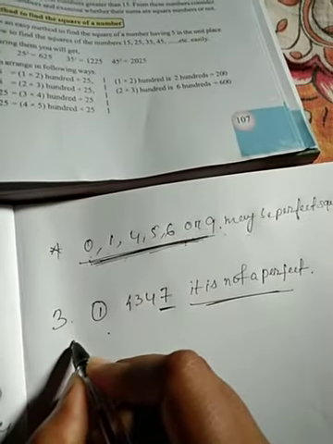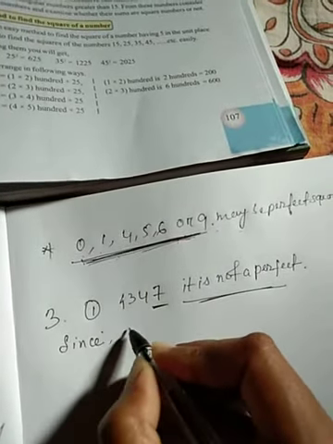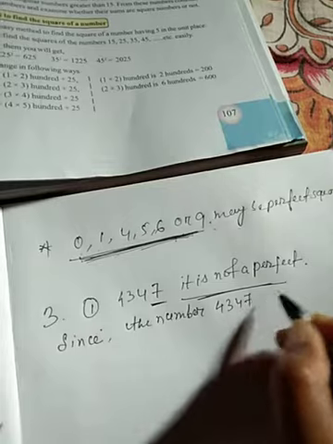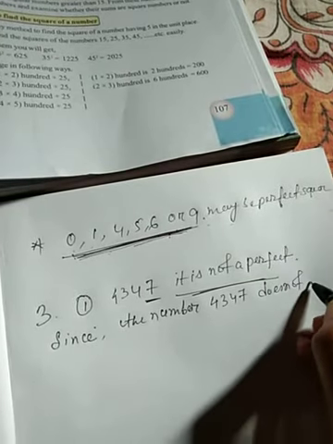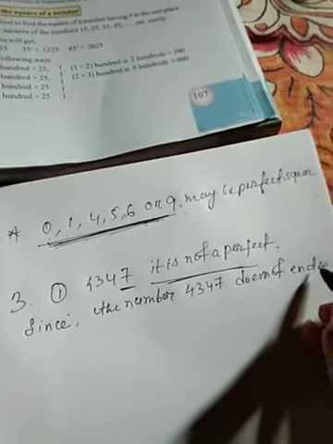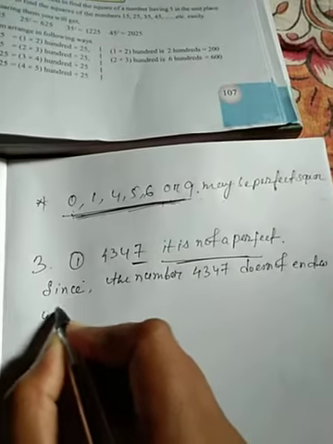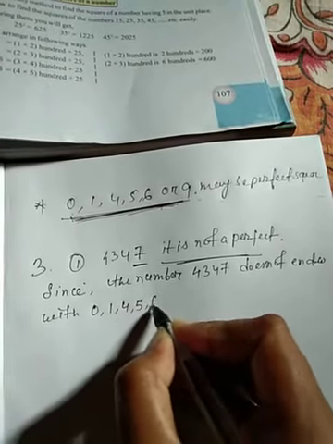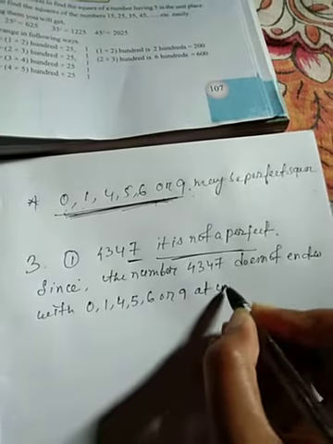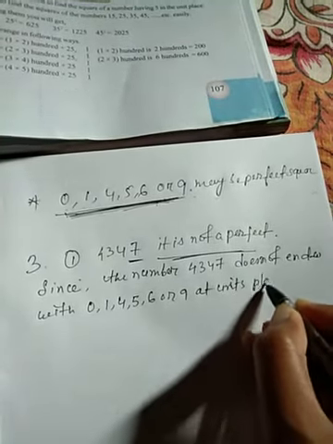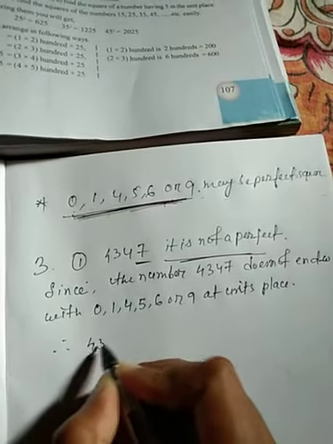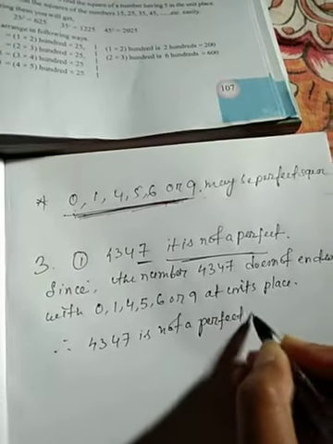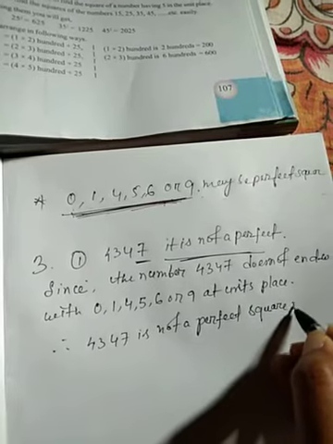Because, since, so I write why it is not a perfect square: since the number 4347 does not end with 0, 1, 4, 5, 6 or 9 at the unit place. Therefore 4347 is not a perfect square number.